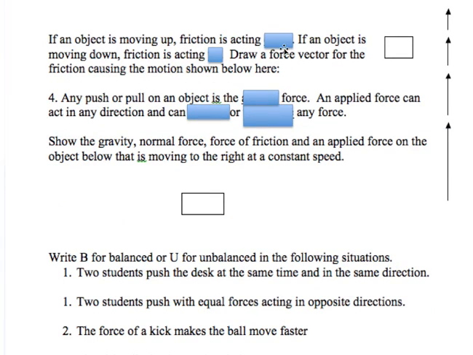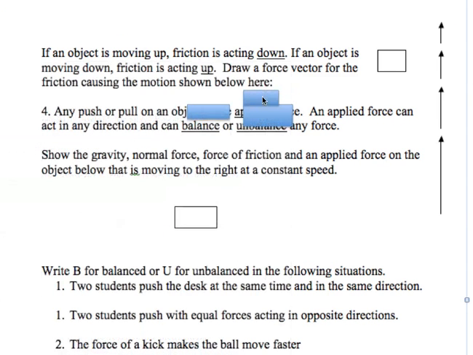If an object is moving up, friction is acting down. If the object is moving down, friction is acting up. Draw a force vector for friction causing the motion below. We have an object moving up and slowing down. Friction is always going to try and slow the object down. So friction is a stopping force.